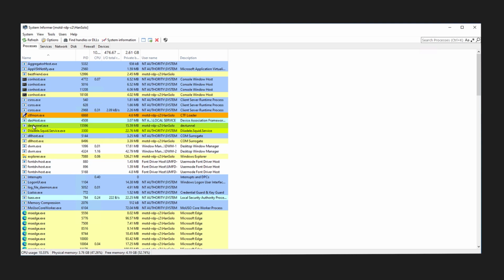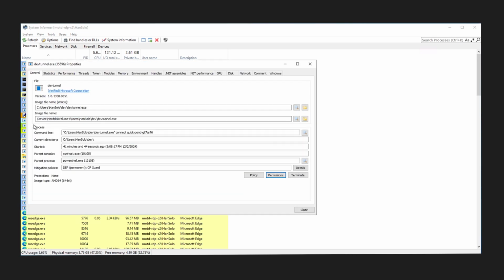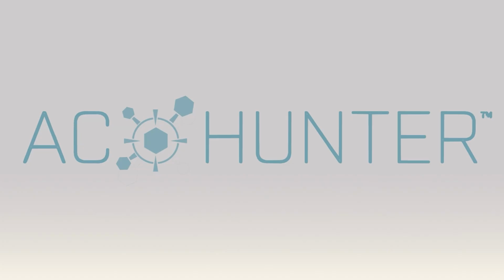Now, when examining the process details in System Informer, we noted that devtunnel.exe carried a verified Microsoft digital signature, confirming this was indeed the legitimate Microsoft DevTunnels application and not a malicious impersonator. While this verification of authenticity might initially seem reassuring, our subsequent consultation with IT stakeholders revealed a concerning detail. Microsoft DevTunnels was not an approved application within our organization.